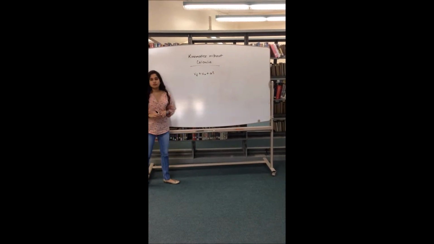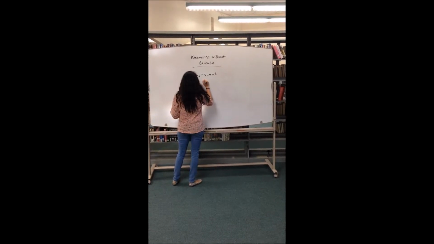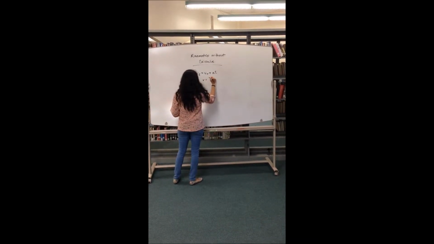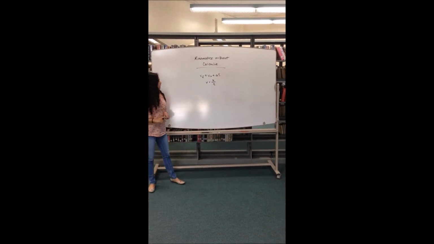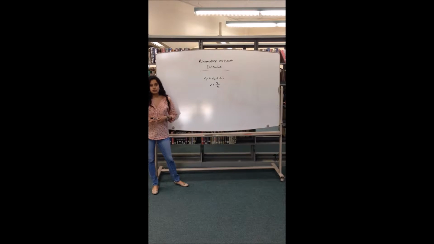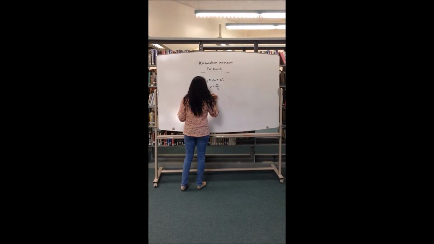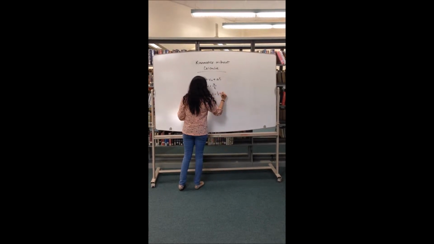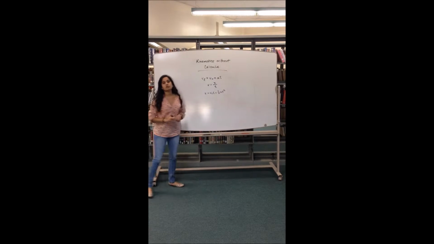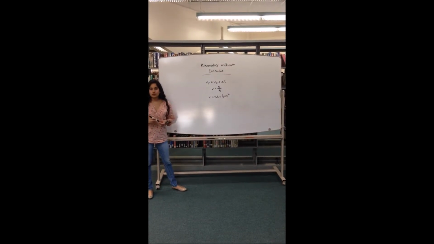You also have velocity relating to distance and time. Then you have distance relating to velocity, time, and acceleration. And finally, relating distance in terms of initial and final velocity without time.